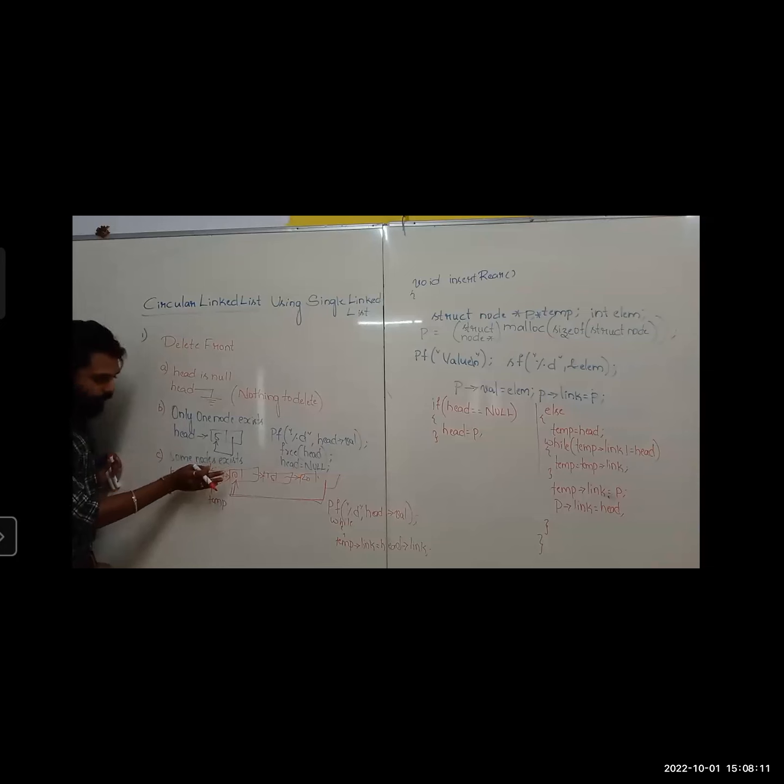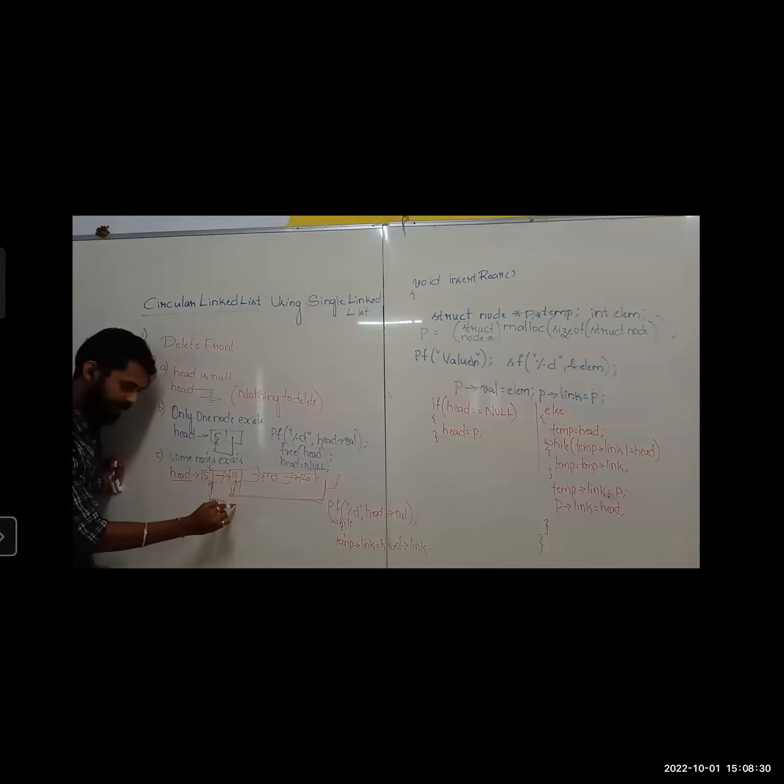If I want to delete this node, then definitely what should I do? I should move my head to the next node. Did I do that anywhere? How to do it? This head should be pointing to the same place where head's link is pointing. Now head will be pointing to here. Fine, this is also done.